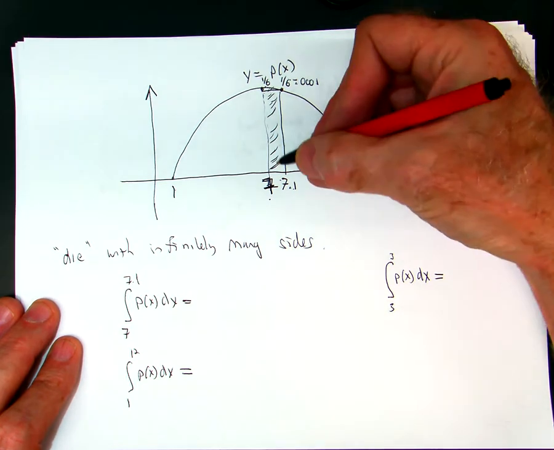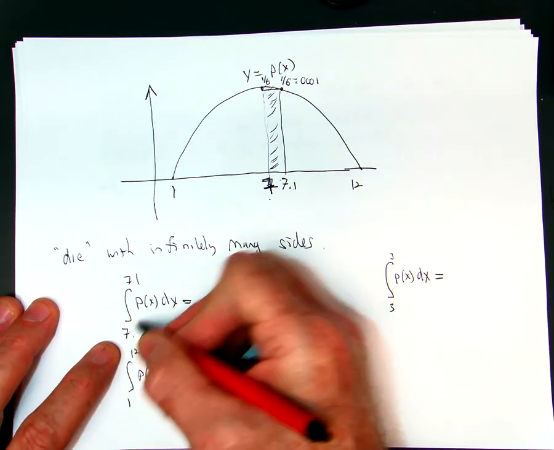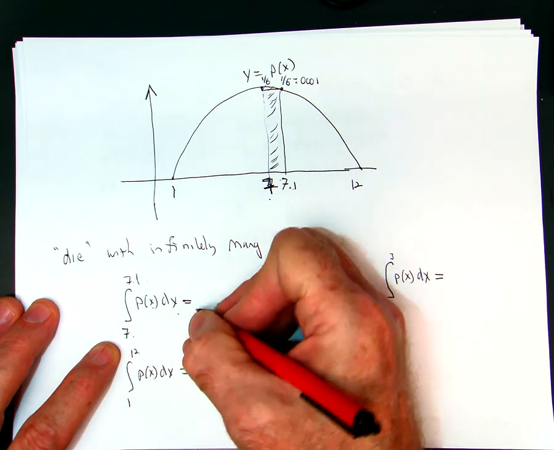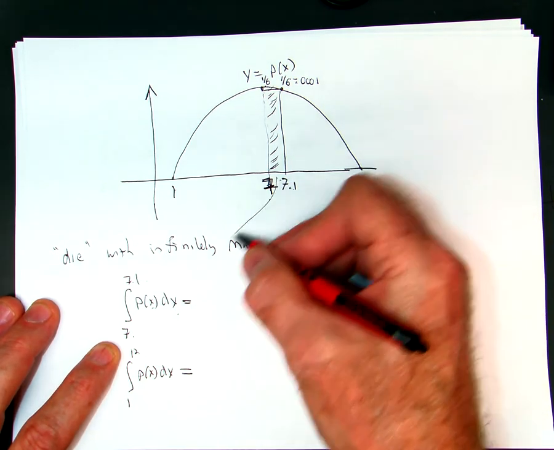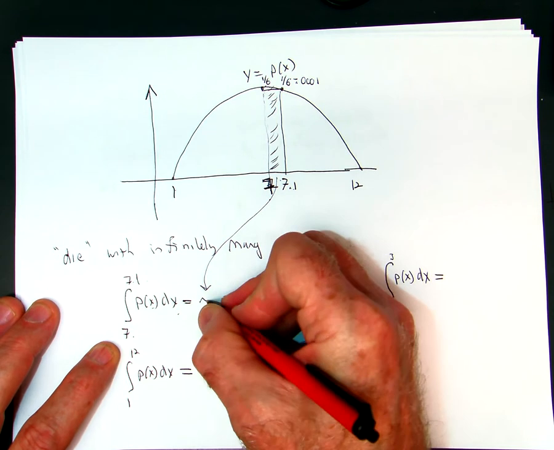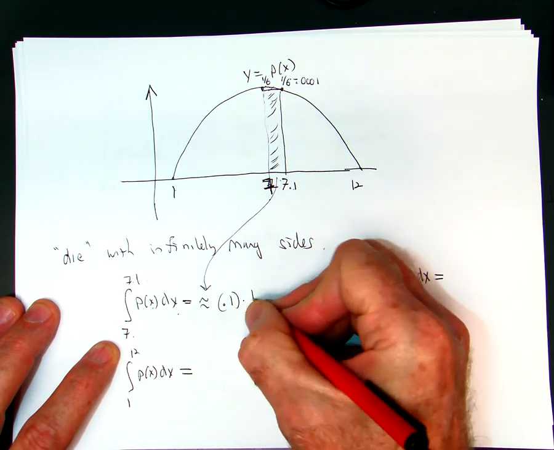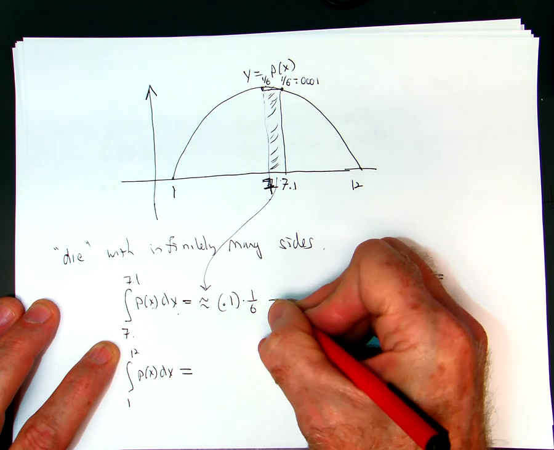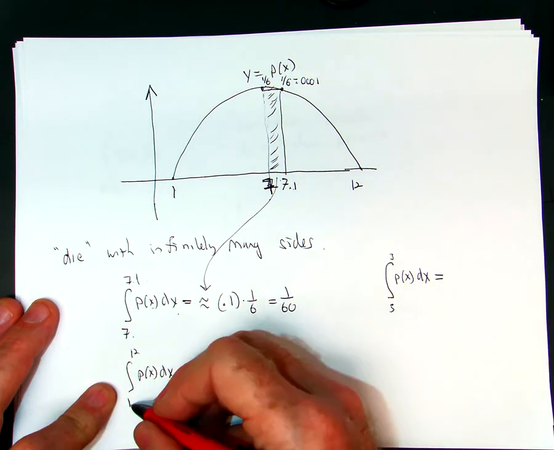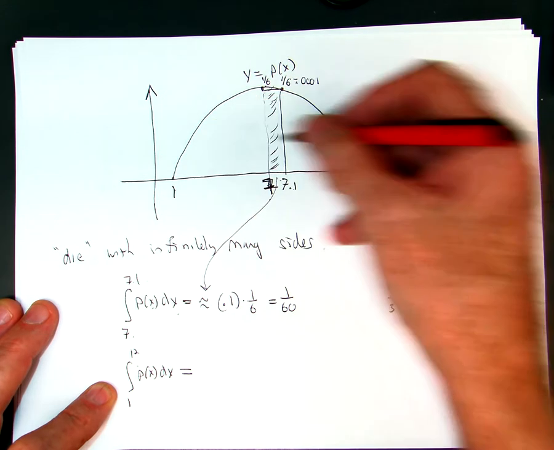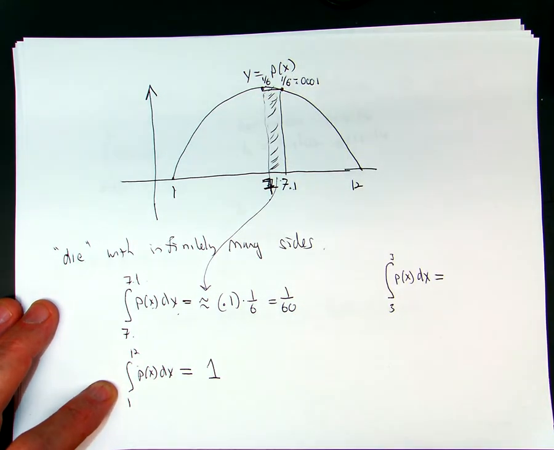So what happens is I'm thinking of this area right here. If I want to look at the integral from 7 to 7.1 of p of x, that's going to be the odds of rolling 7 to 7.1. Well, I just look at this right here. This is going to be a good approximation. It's going to be 0.1 times 1/6, which is going to be 1 over 60. Now, if I go between 1 and 12, that's going to be the entire area here. So my odds of rolling between a 1 and a 12 are going to be 1.